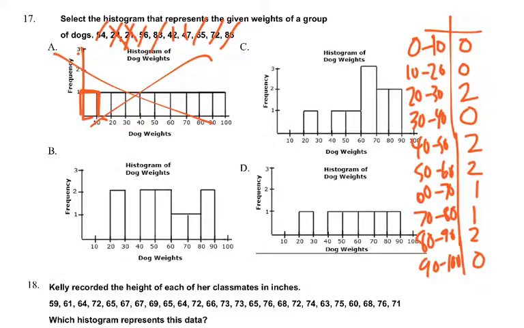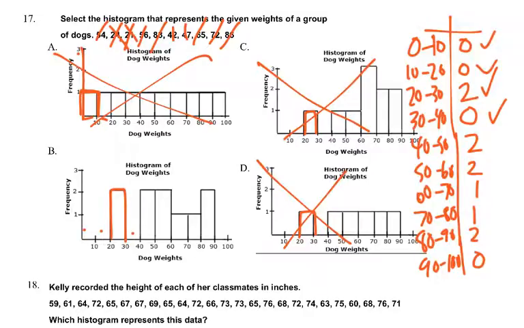Okay, so let's look at each one of these. 20 to 30 would be right here. They only have 1. No, it's not the answer. They only have 1 here. We know it's not the answer. They have 2 here. Okay, checks off. None in 30 to 40. 2 in 40 to 50, yes. 2 in 50 to 60, yes. 1 in 60 to 70, yes. 1 in 70 to 80, yes. 2 in 80 to 90, and none in the 100.